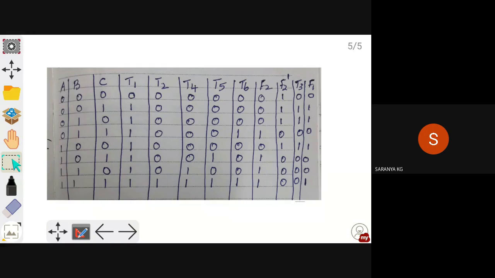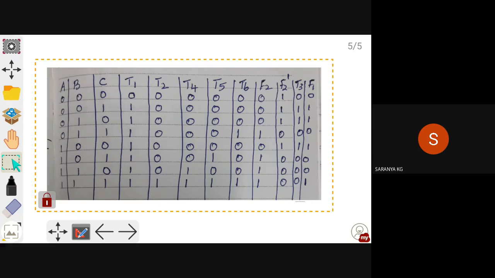So then you have to obtain F2. F2 gate is what? T2 plus T4 plus T5. That is an OR gate. So if any one of them is 1, you get the output as 1. So at 0 0 1 you get 1, at 0 1 0 you get 1, at 1 0 0 you get 1, and at 1 1 1 you get 1. So this is your F2 function.